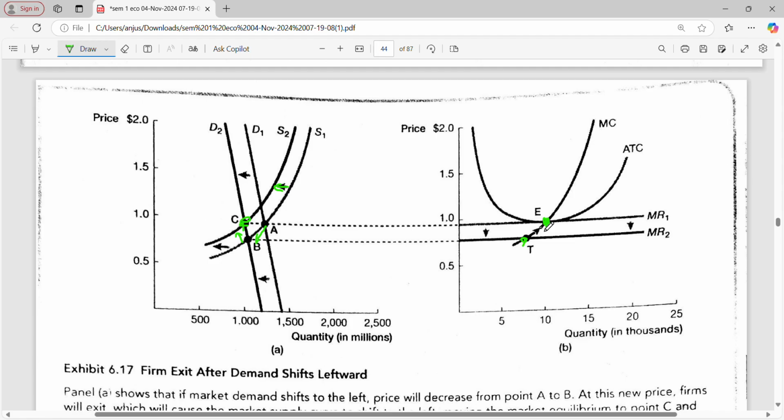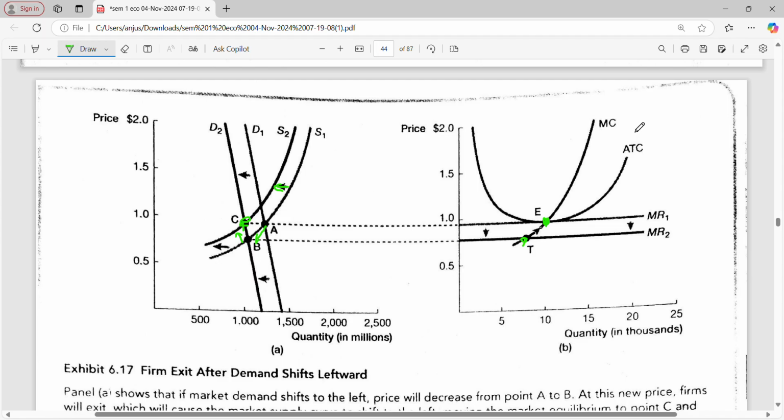So entry or exit causes the market to reach the minimum of the long run ATC curve. Equilibrium quantity in the market might change due to market demand and supply shifts, but the equilibrium price always returns to the minimum of long run ATC. So with that, we are done with firm exit as well.